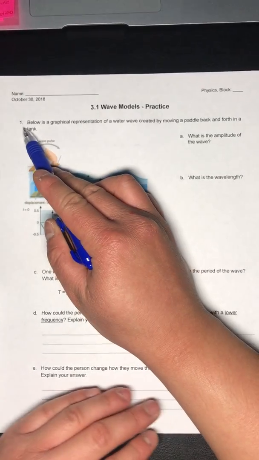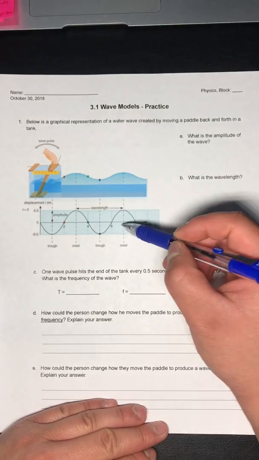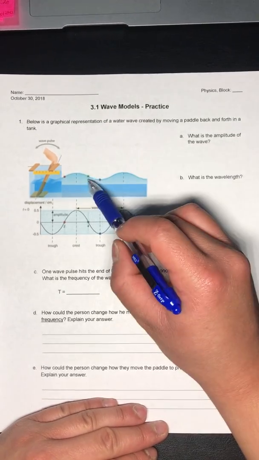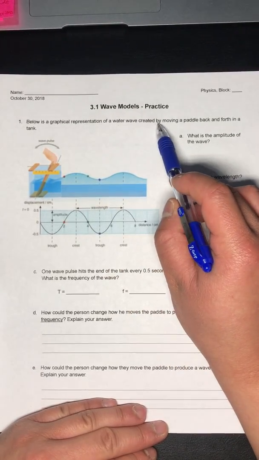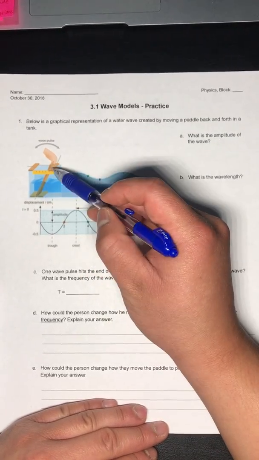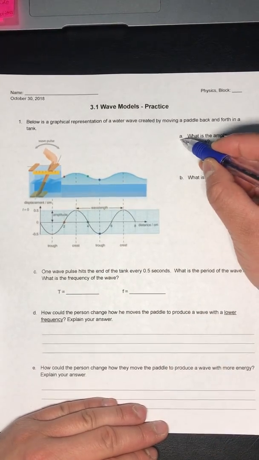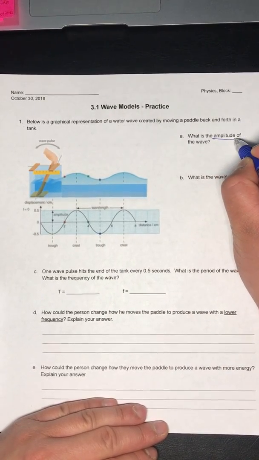Okay, question number 1. Below is a graphical representation, here's the graph, of a water wave, created by moving a paddle back and forth in a tank. Here's the paddle, someone's moving back and forth with his hand. Part A. What is the amplitude of the wave?